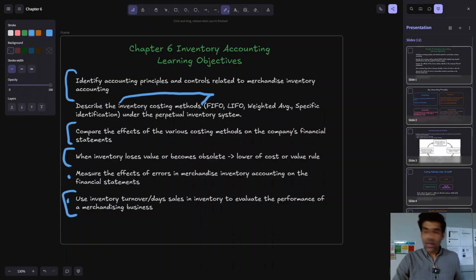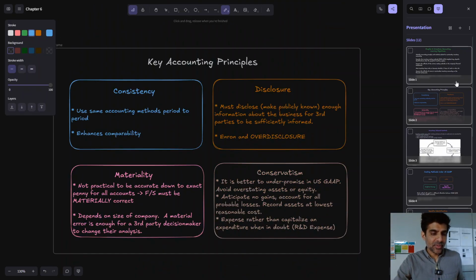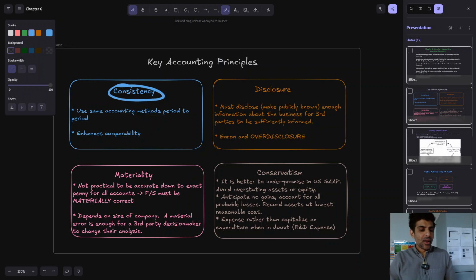Okay, any questions on this so far? No. Okay. So the principles that we've mentioned, let's just review. Consistency. This first one has to do with applying the same procedures and the same methods across periods. What happens if we don't do that? What do you think would happen? Anyone have an opinion?